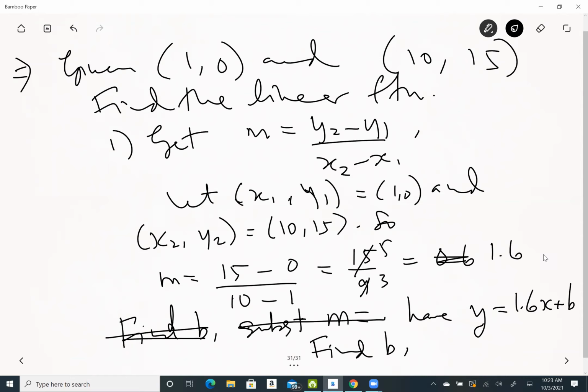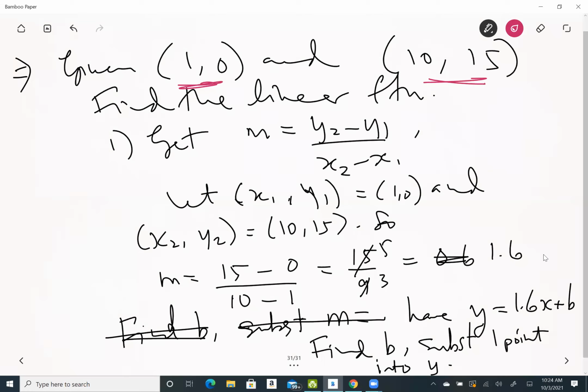So to find b, how do we do it? We substitute one point into y. That one point can be either (x1, y1) or (x2, y2). It's up to us, we make the choice. Either you use x2, y2 or x1, y1, it doesn't matter. We need only one point because the slope is the same.